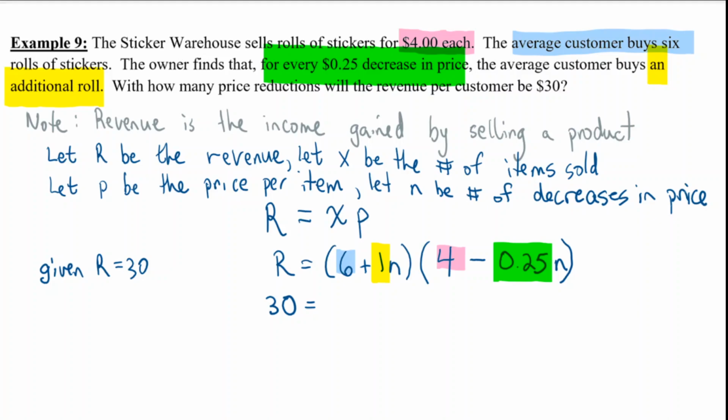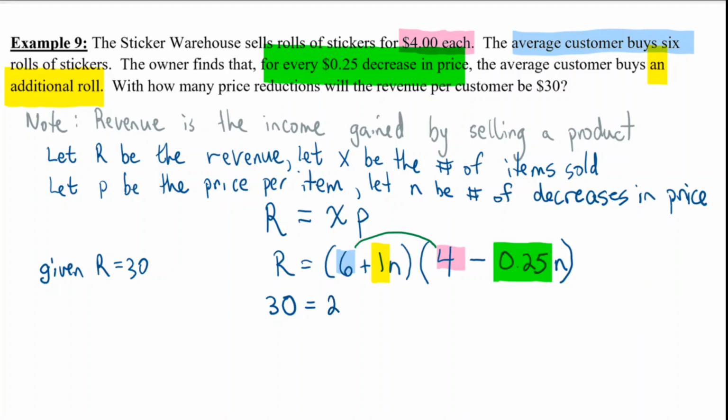Anyways, okay, so let's just go ahead and go about our business here. To solve this, we're going to need to solve for n, which means we're going to need to expand out these brackets. So let's do that. So 6 times 4.